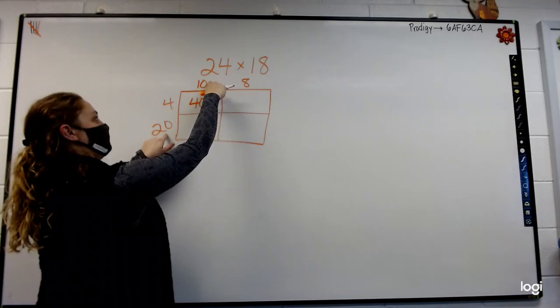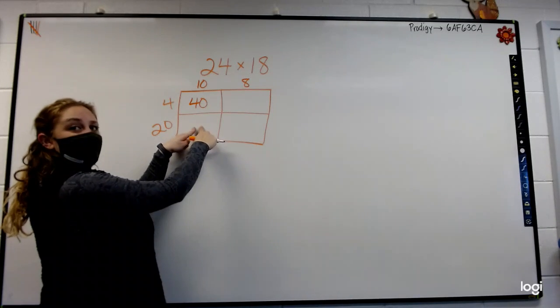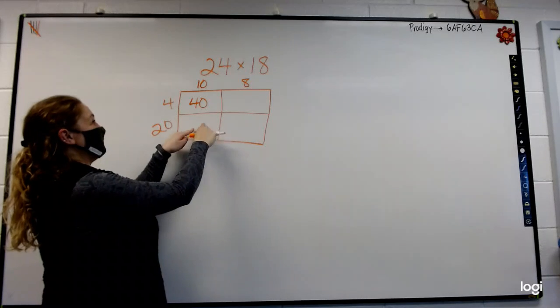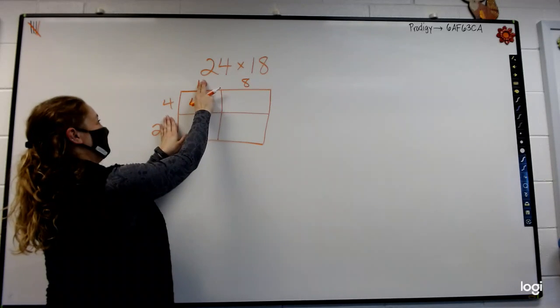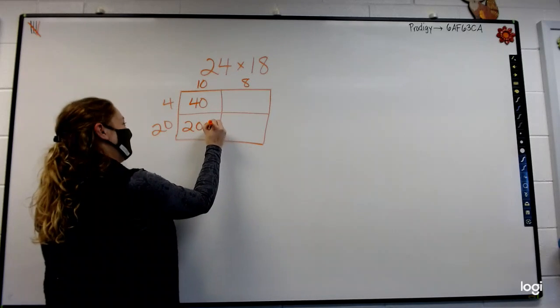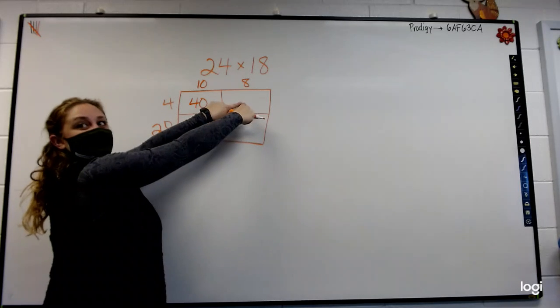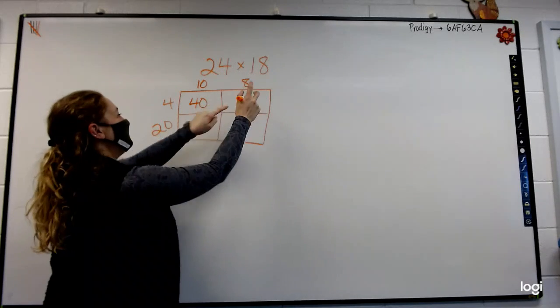Now I match 10 and 20. They match up in this box. Do you see that? What is 10 times 20, Angie? Cover our ones first. 200. Good. All right, now on this side, my 8 and my 4 meet in this box. What is 8 times 4, Noah? 32.